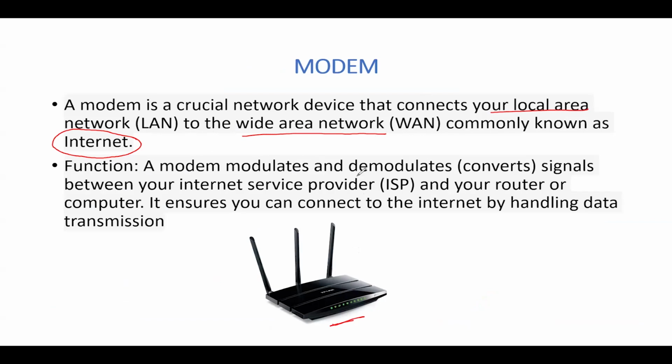So it modulates and demodulates, which is nothing but converts the signal between your internet service provider. Whichever internet service provider you're using, it can be ACT, it can be Airtel, those signals it will modulate and demodulate, okay, and pass to your router or your computer. So this will help us access the internet with the help of your ISP. So it ensures you can connect to the internet by handling data transmission. So modem is the one which will allow us to do the data transmission between the network.